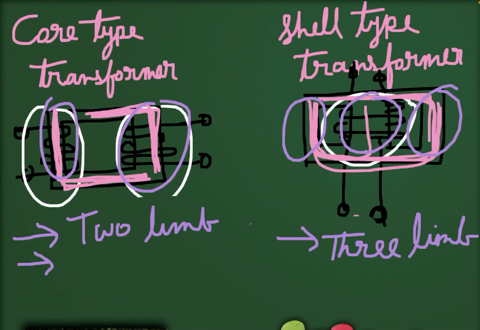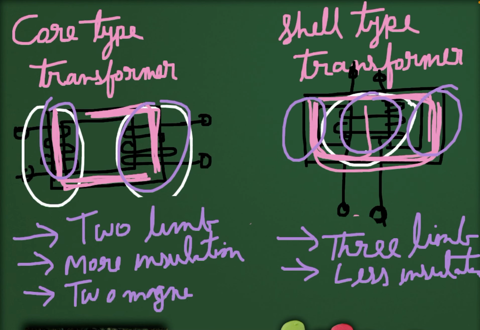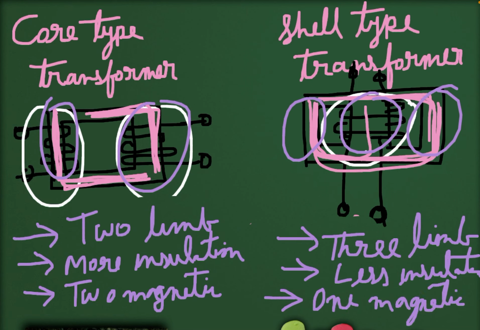Next point is that more insulation is required in core type, while in the shell type less insulation is required. Next, in the case of core type transformer two magnetic circuits are required, while in the case of shell type one magnetic circuit is required.